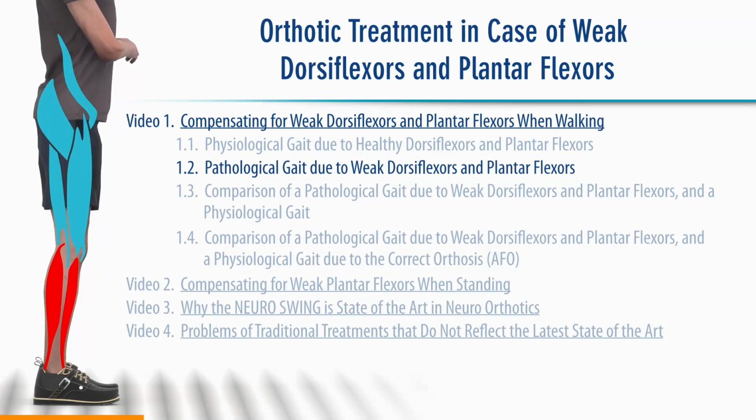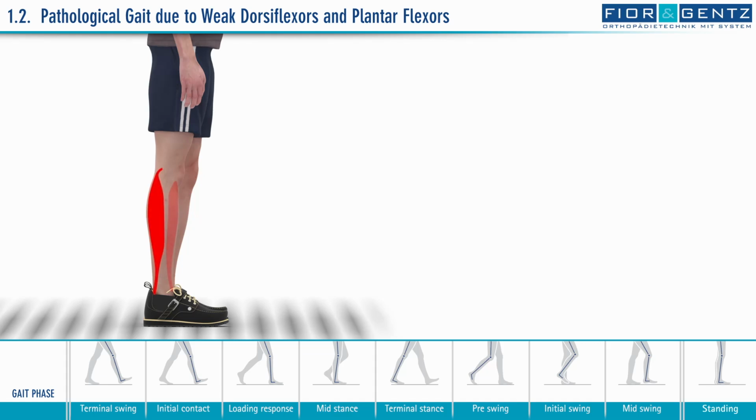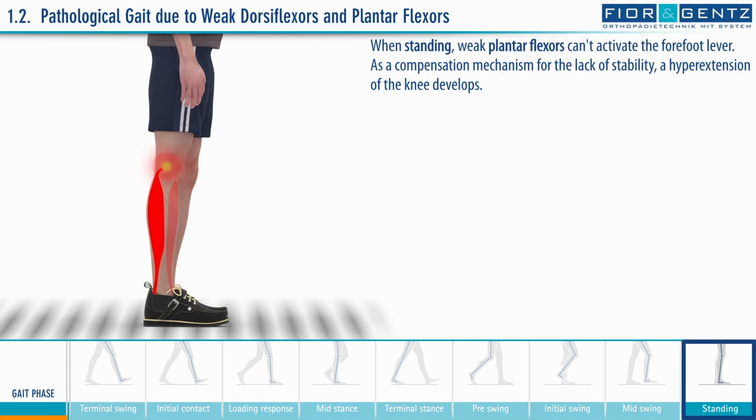Chapter 1.2. Pathological gait due to weak dorsiflexors and plantar flexors. When standing, weak plantar flexors can't activate the forefoot lever. As a compensation mechanism for the lack of stability, a hyperextension of the knee develops.